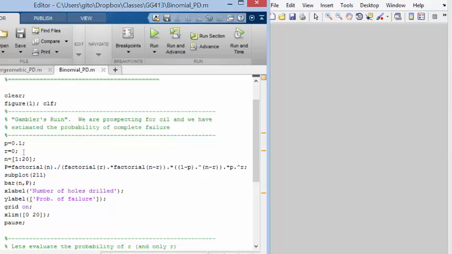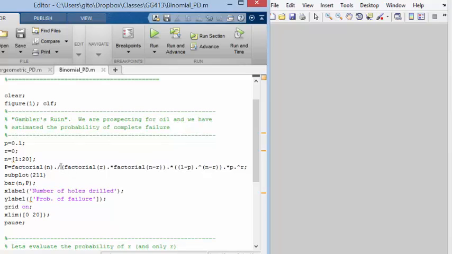And we're testing what the probability is for r equals 0 successes, and we're going to vary the number of holes we drill. We're going to look at a case in which we drill 1 hole all the way up to 20 holes. And this is our equation for big P, the probability. I've just typed that in.